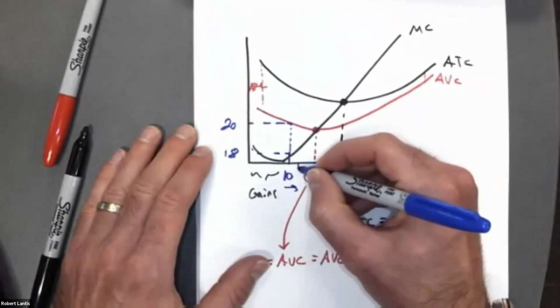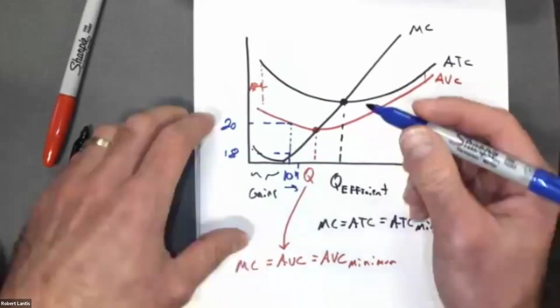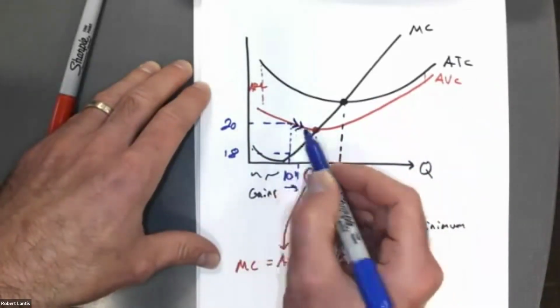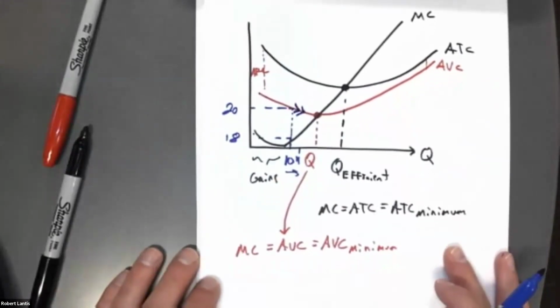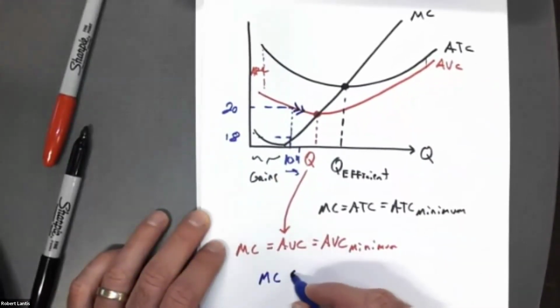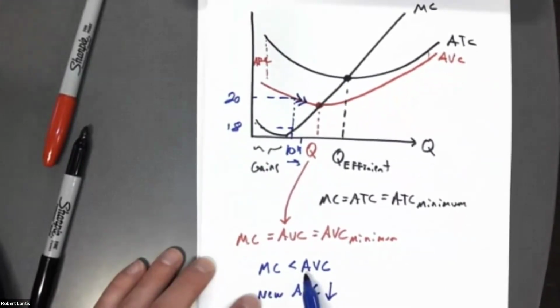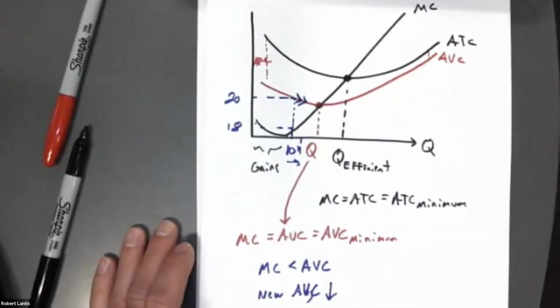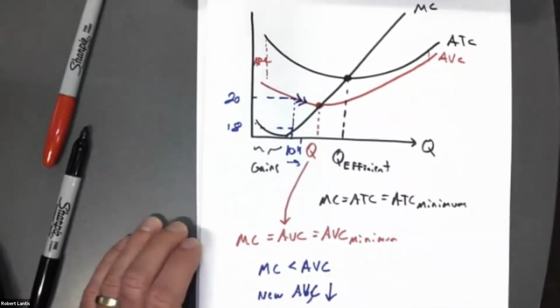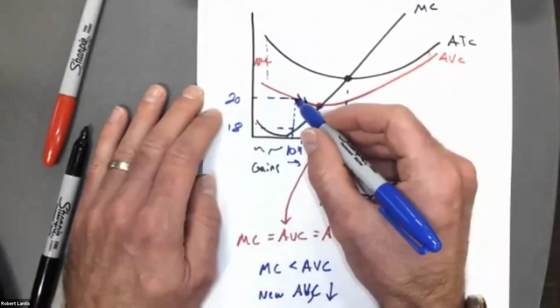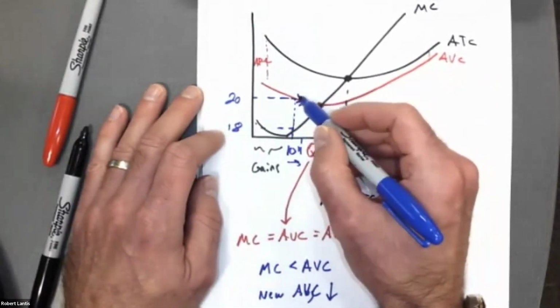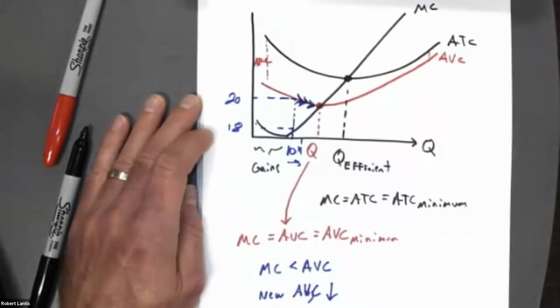If I go to the 11th unit, what must be happening to my average variable cost? We said anytime my marginal cost is below the average, my new average variable cost should be going down. I'm adding a value that's below the average. This is the idea: if I do worse on a quiz than my current quiz grade, my new quiz grade is going to be a little bit lower. So we know that if we're at a quantity where average variable cost is above the marginal cost, average variable costs are still decreasing.